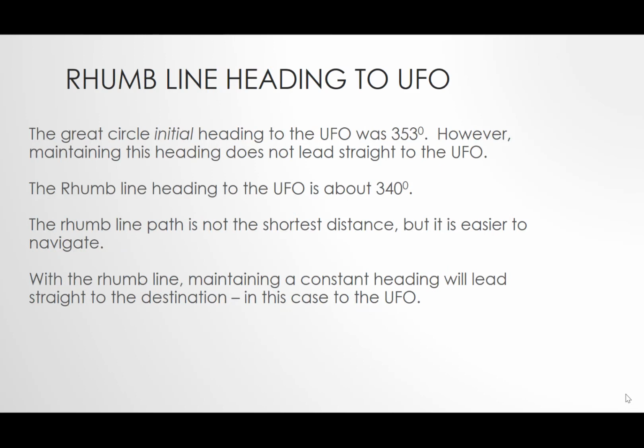The Great Circle initial heading to the UFO was 353 degrees. However, maintaining this heading does not lead straight to the UFO. The Rhumb Line heading to the UFO is about 340 degrees. The Rhumb Line path is not the shortest distance, but it is easier to navigate. With the Rhumb Line, maintaining a constant heading will lead straight to the destination, in this case to the UFO.